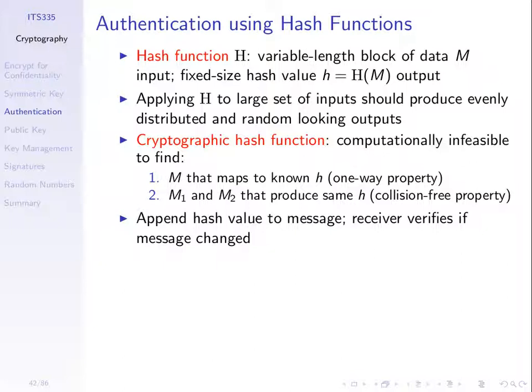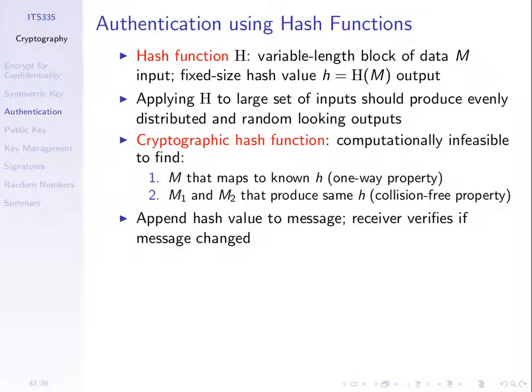And another property is that if we have an input which is larger than the output, if the length of the input is larger than the length of the output, then there are possible inputs that will map to the same output. So we know in theory there may be collisions, that is, two different inputs produce the same hash value. But in practice, for security reasons, we require the collision-free property. It's not that there will not be collisions, it's that it will be very hard to find two messages that will produce a collision.